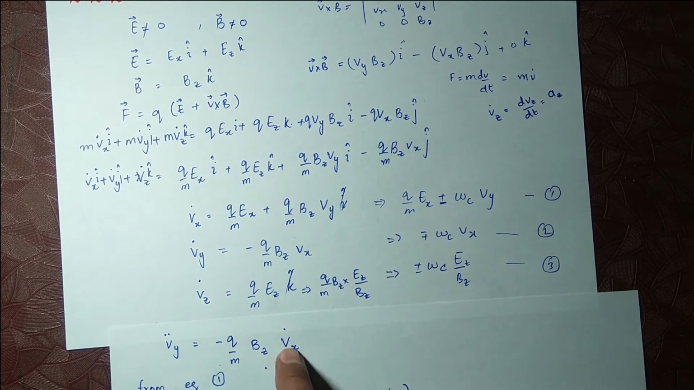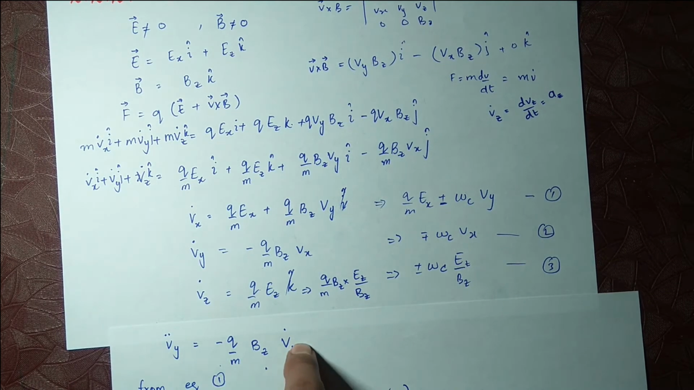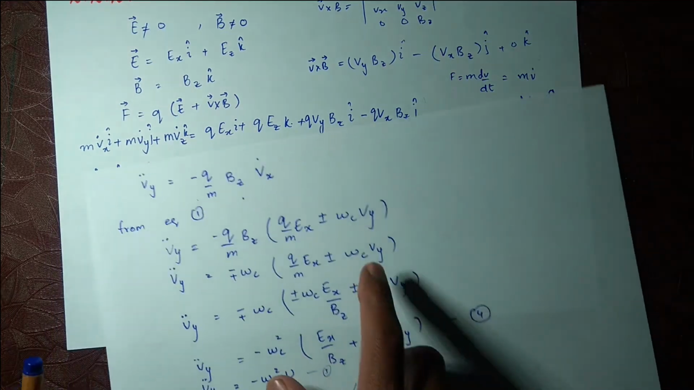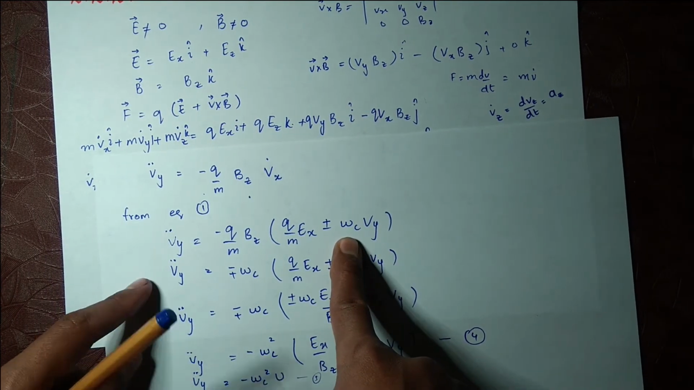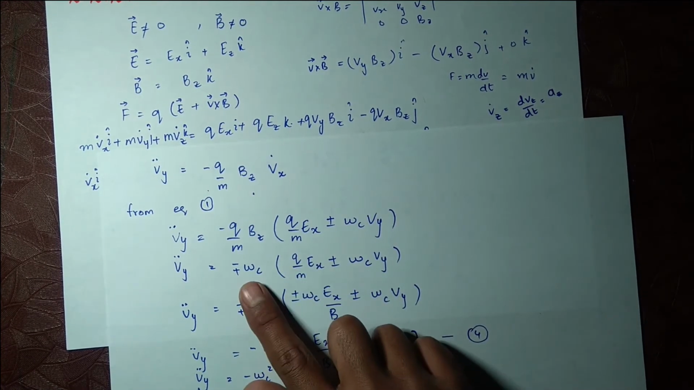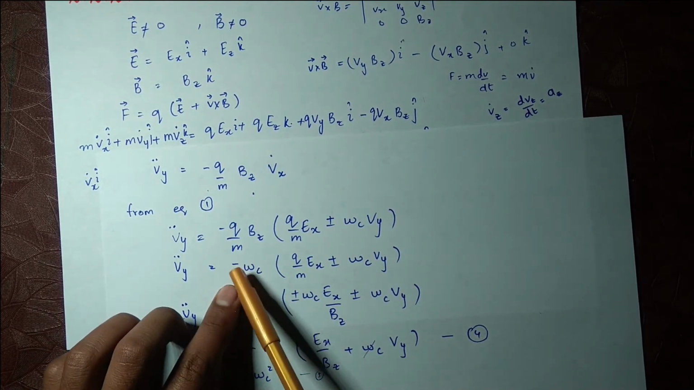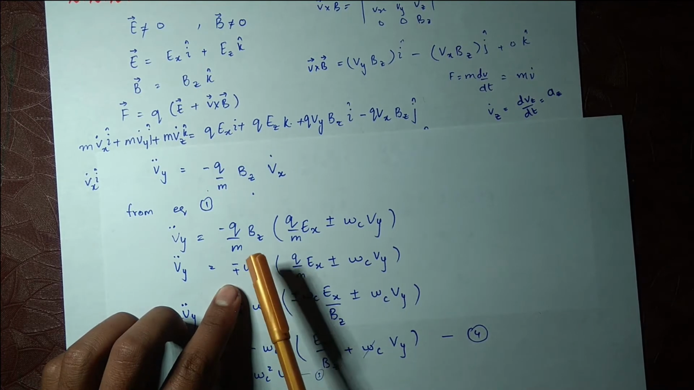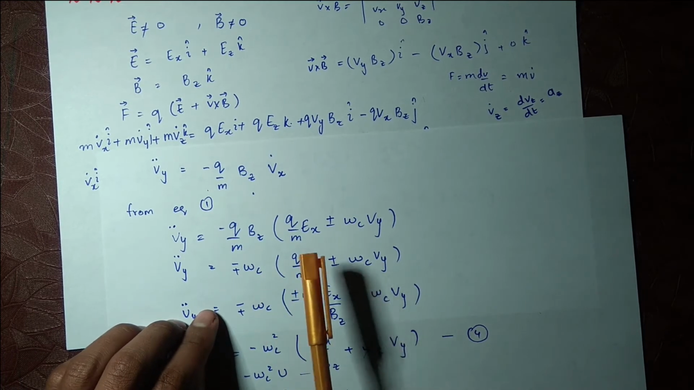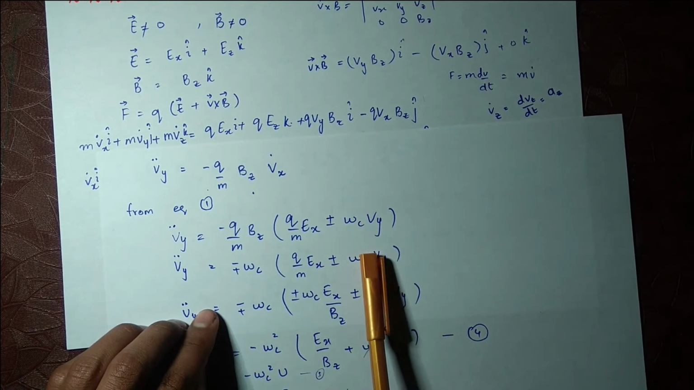Now from equation 1, we are going to put the value of this Vx dot, and this equation is equal to this term, and we put this value here from equation 1. It will be equal to this term. We take this as omega c. This value equals omega c minus plus, because there is a minus, so the signs with the omega c will be inverted and it will be minus plus omega c, and inside of it we are writing this as it is.